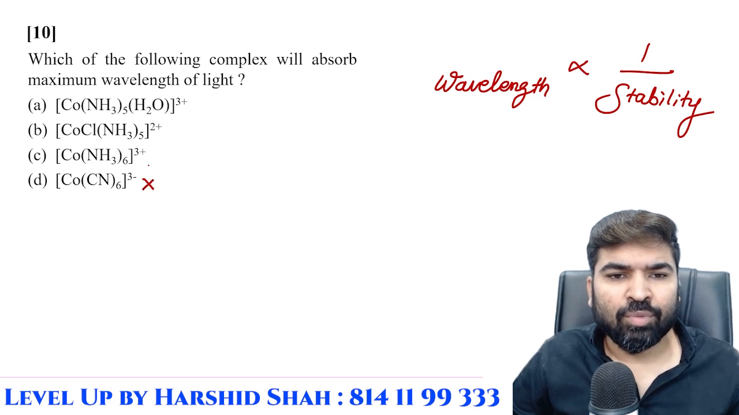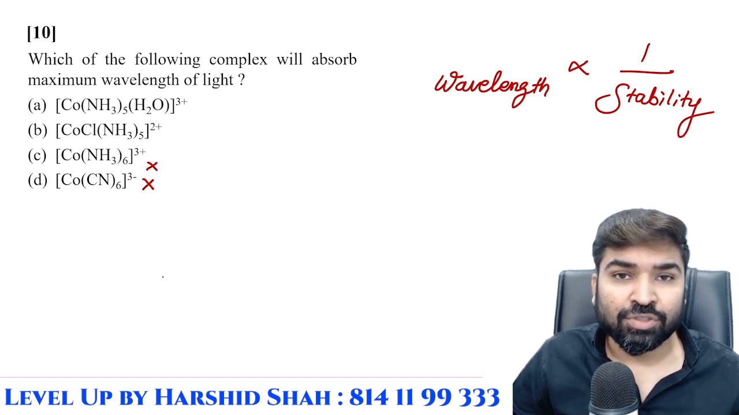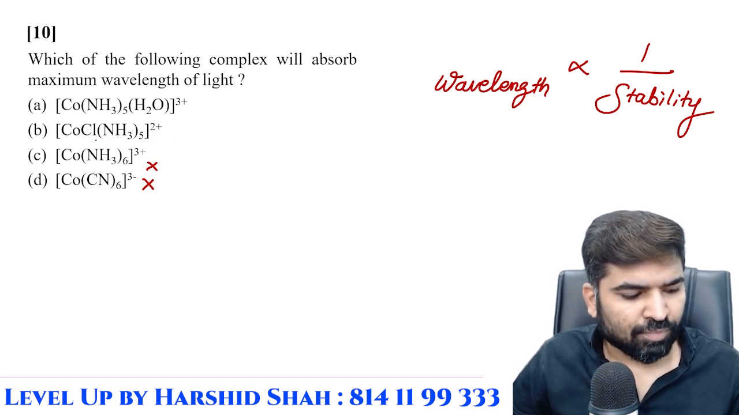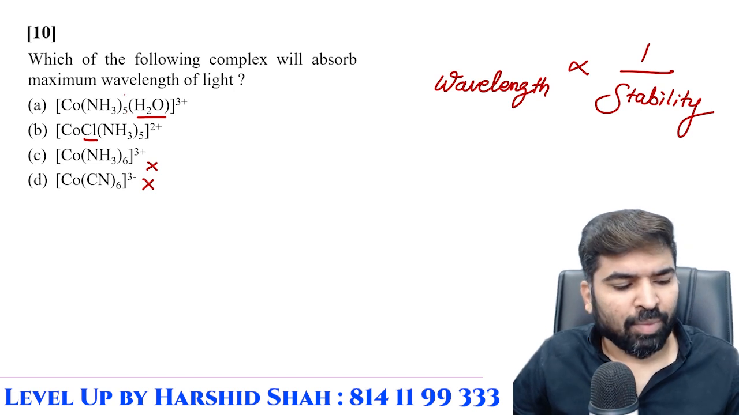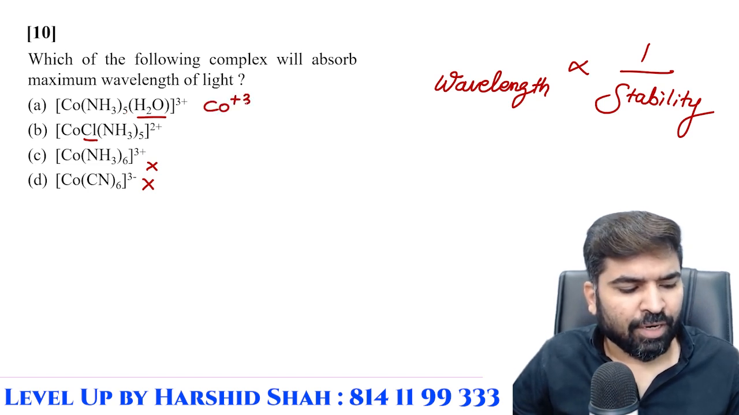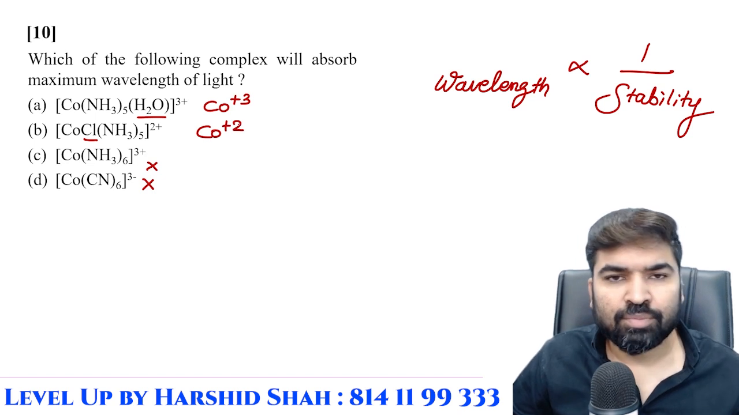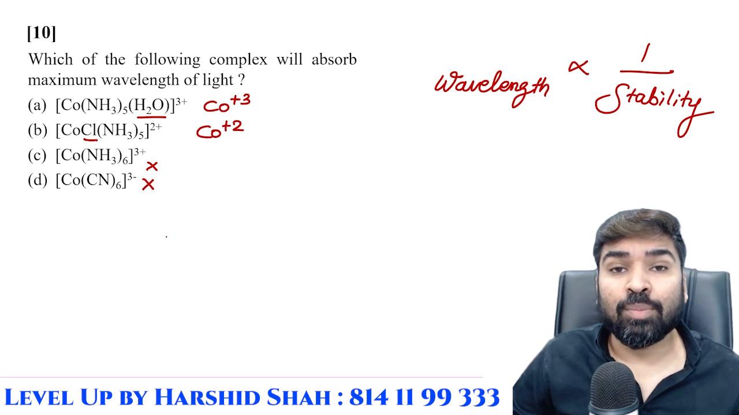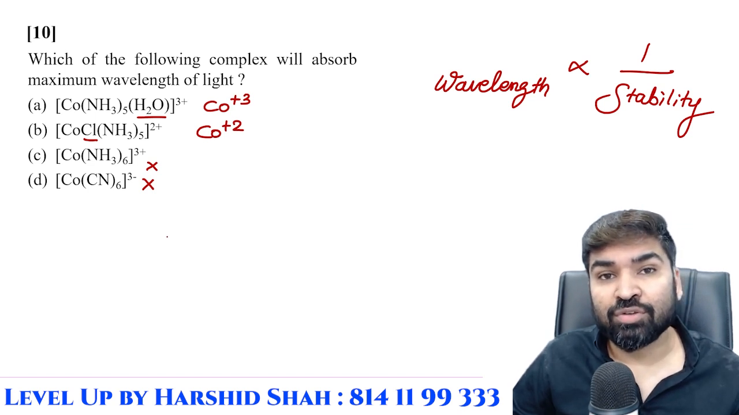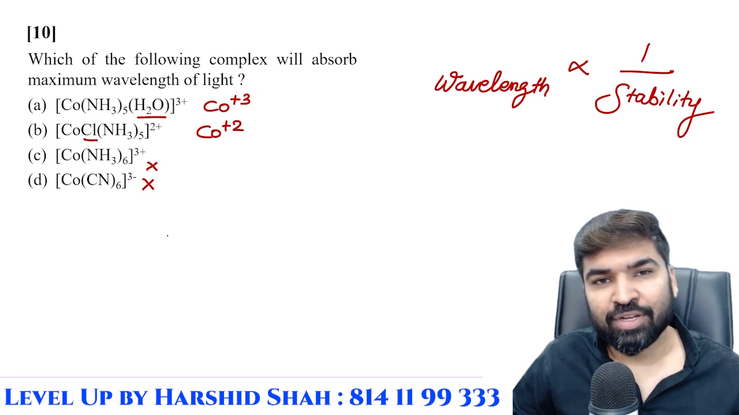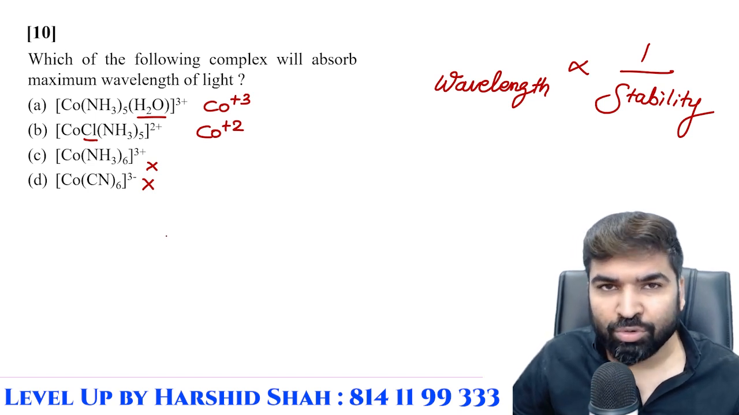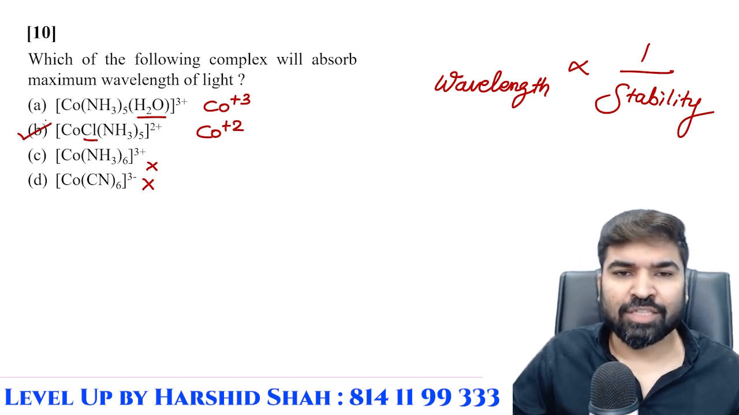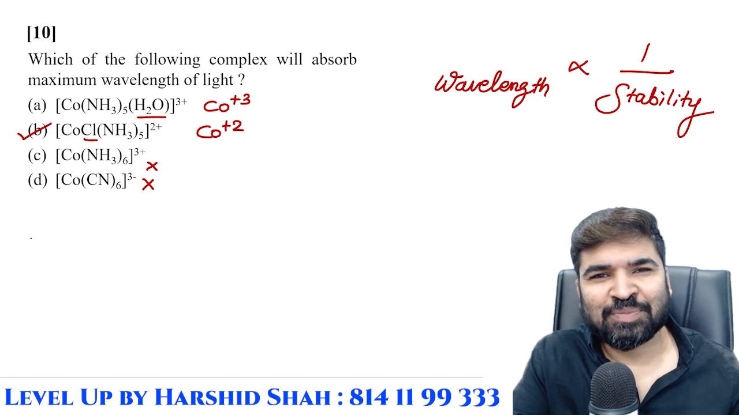Cyanide है और ammonia है. These are going to be the most stable ones, and in H2O and Cl, these are the 2 weak ones. But look at this, cobalt +3 and we have cobalt +2. Cobalt +3 will be having 3d6 configuration and cobalt +2 is going to have 3d7 configuration. So that electron has to jump outside. It is going to go into outer orbits. So it decreases the stability. So wavelength is going to be maximum for the B option. Okay.